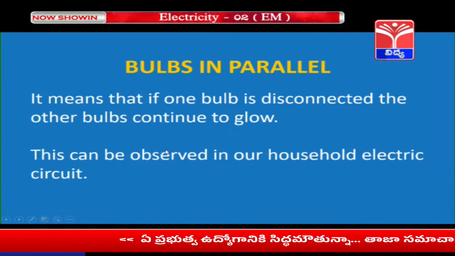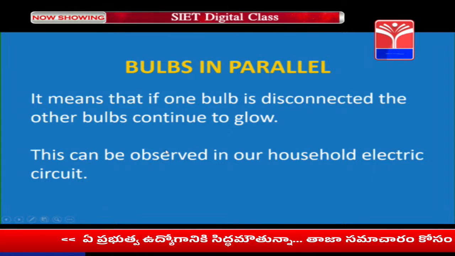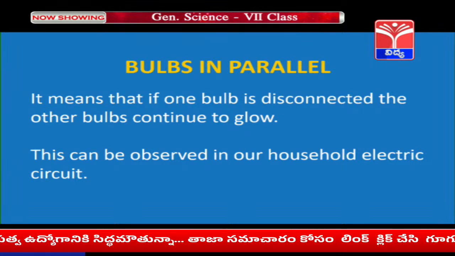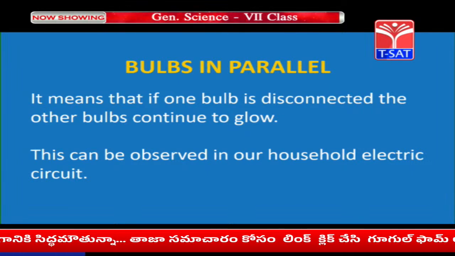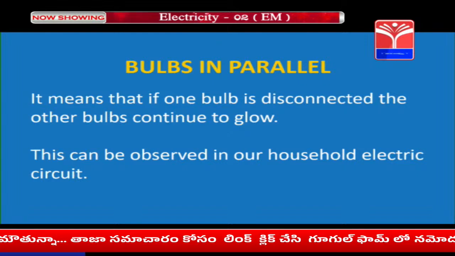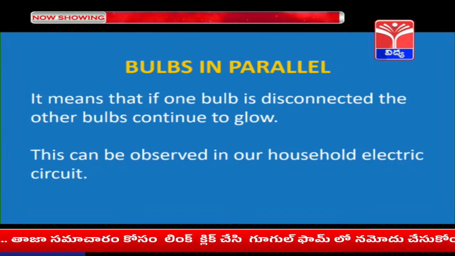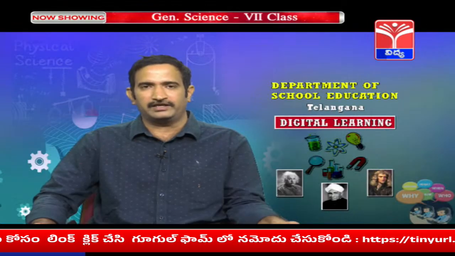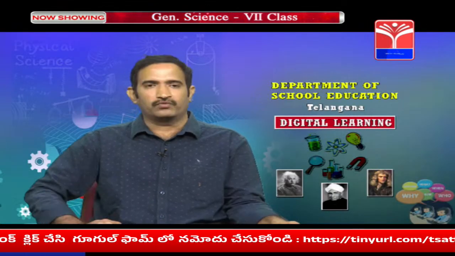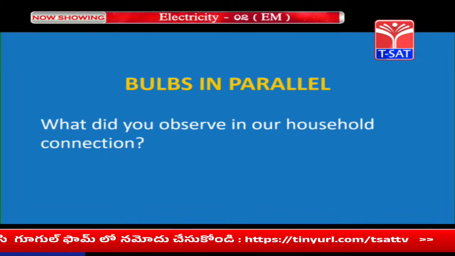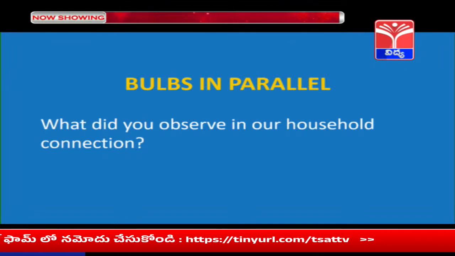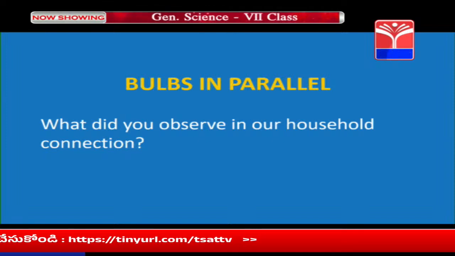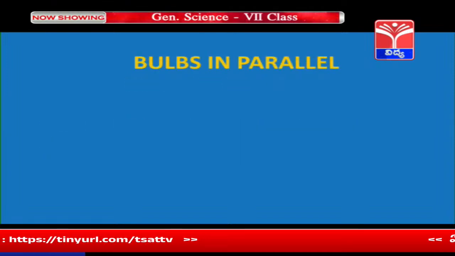This can be observed in our household electric circuit. That means if one switch fails, another switch will work, another bulb will work in another room. Therefore, in all our household appliances, bulbs are connected in parallel, not in series. What did you observe in our household connection? Always we observe bulbs or other electrical appliances connected in parallel.